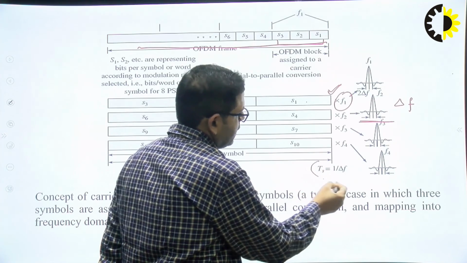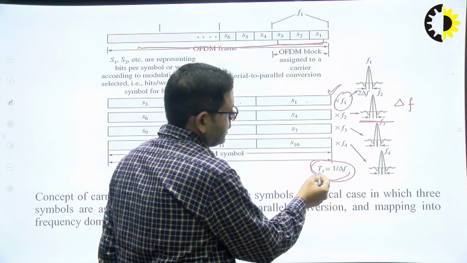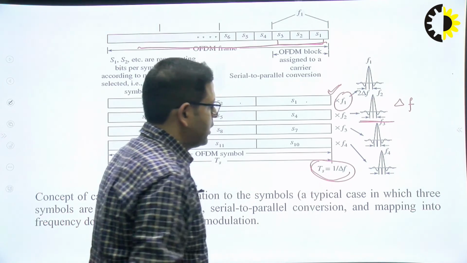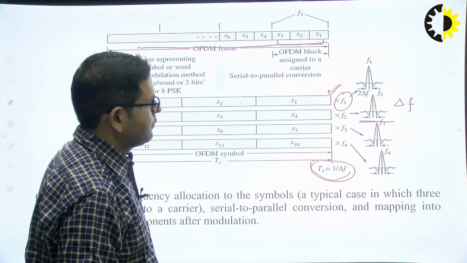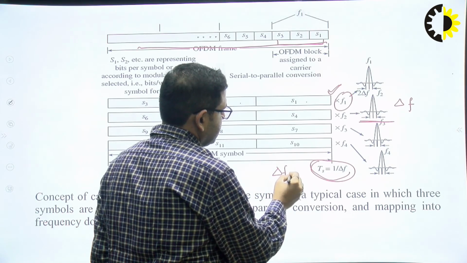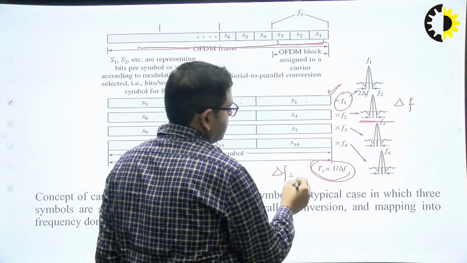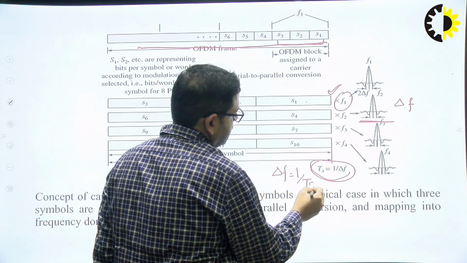The symbol period and the frequency spacing are related inversely, that is, symbol duration is equal to 1 by delta F. So, to maintain the orthogonality condition, the frequency spacing between the carriers must be 1 upon symbol duration.